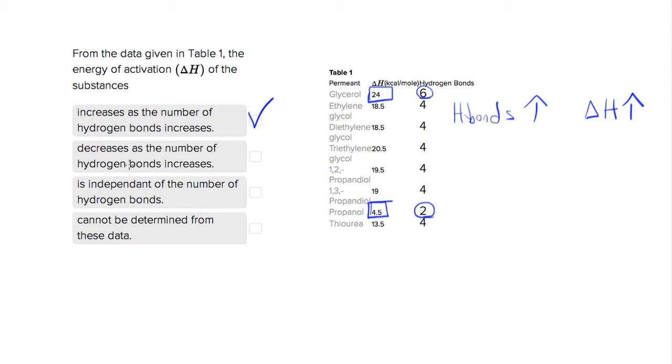Choice 2, decreases as the number of hydrogen bonds increases. That doesn't make sense because as the number of hydrogen bonds increases, the delta H just continues to increase. So we don't want that inverse relationship.